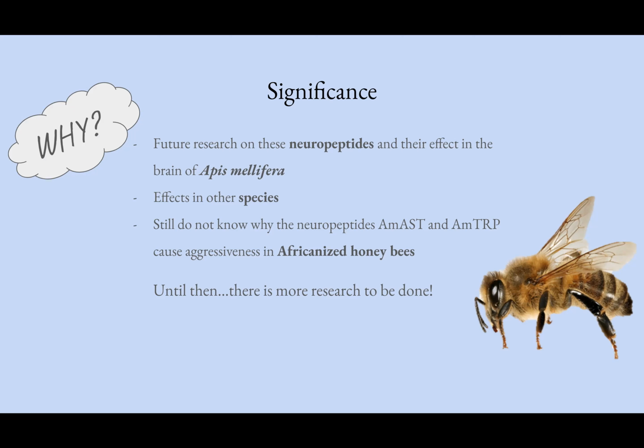Future research should be done on these neuropeptides and what components create aggressive behavior in Apis mellifera. This is important for the study of other bee species and how these neuropeptides cause them to behave. The more research done on AMASTs and AMTRPs, the more we can understand about Apis mellifera.